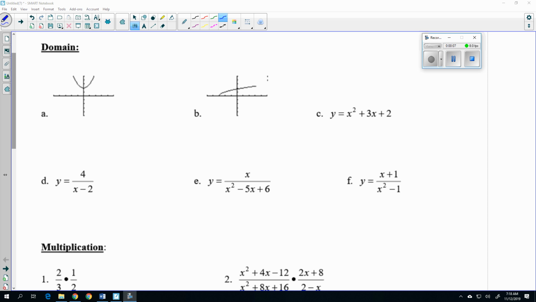X or Y? Okay, so we're looking at the X values. Why do I need, I need an E on that. Why am I worried? Did I hit record? Oh, it's gone. It's gone.